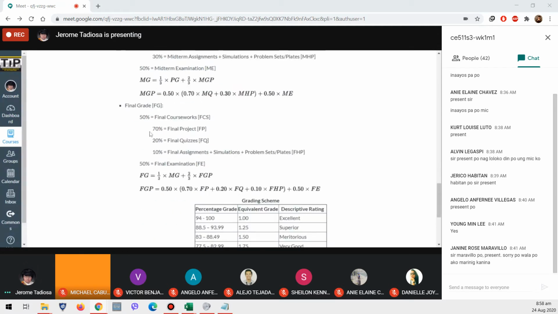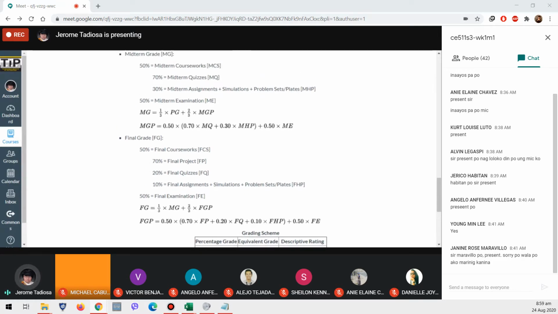Midterm grade is 1/3 prelim plus 2/3 of the preliminary midterm. And then the final grade calculation is also the same. But the class standing calculation for the final is different. 70% will be for the final project, 20% for the quiz, 10% for the other outputs.